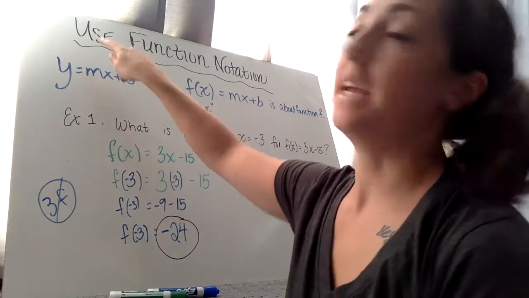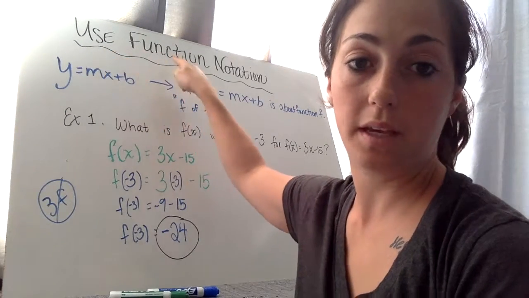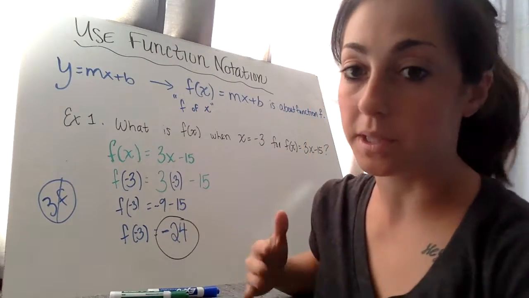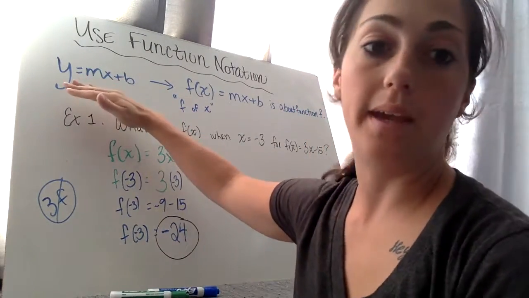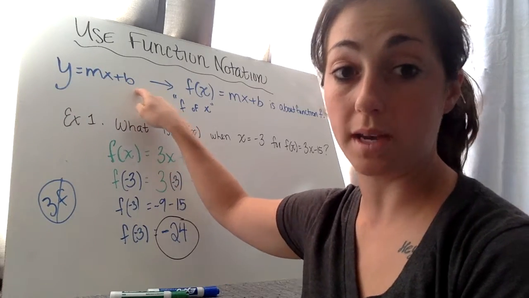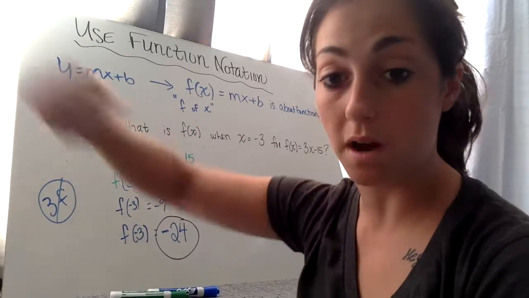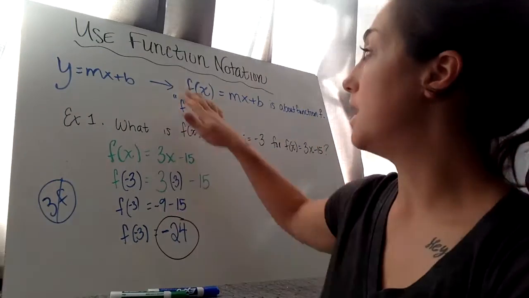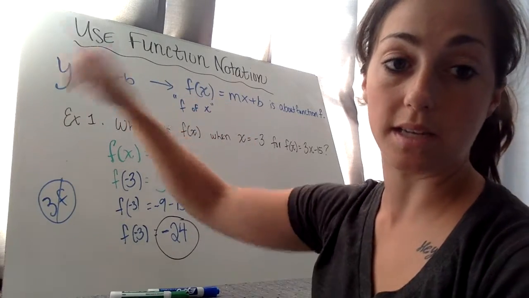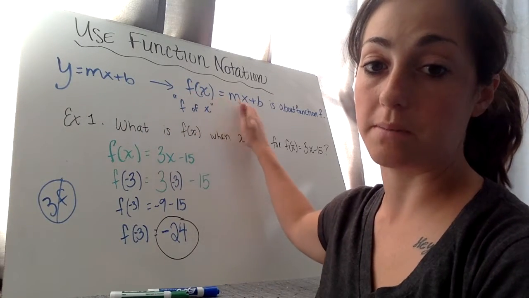Hey there. Today we are working on using function notation. So function notation is all similar with this linear equation stuff. We have y equals mx plus b. Remember, m is our slope, b is our y-intercept, and x and y are the points on that line, on that graph. Now, function notation uses f of x instead of y. So f of x equals mx plus b.